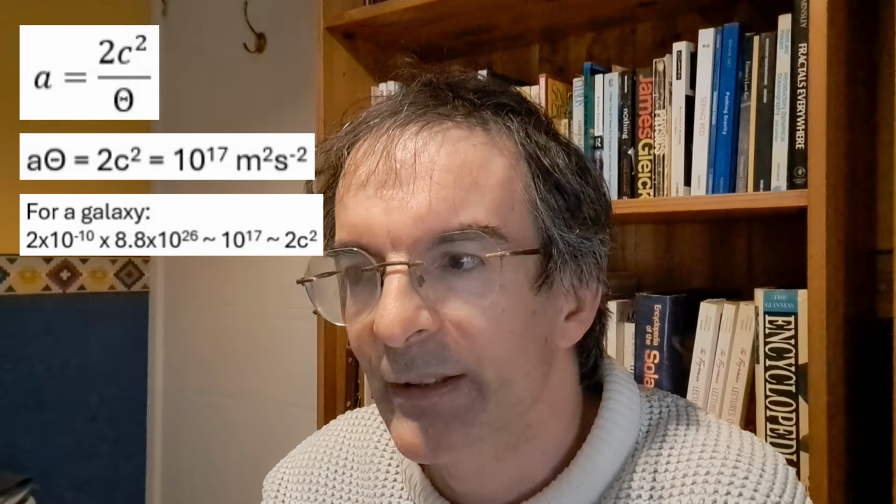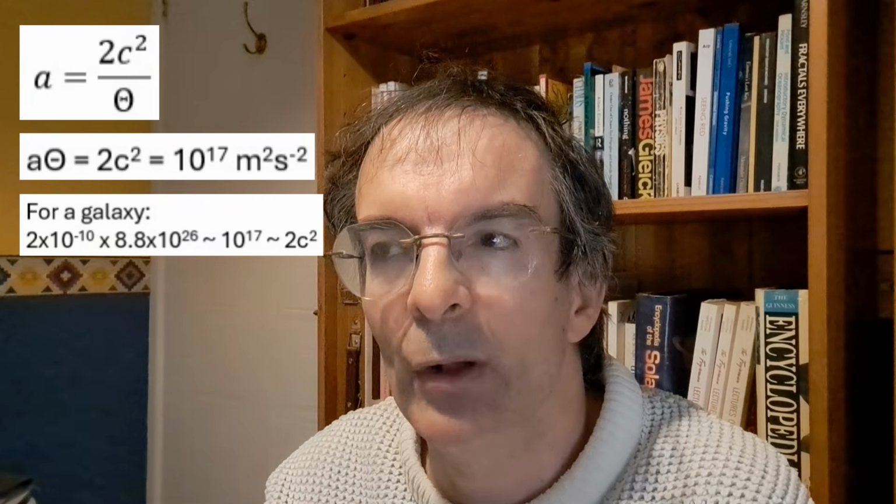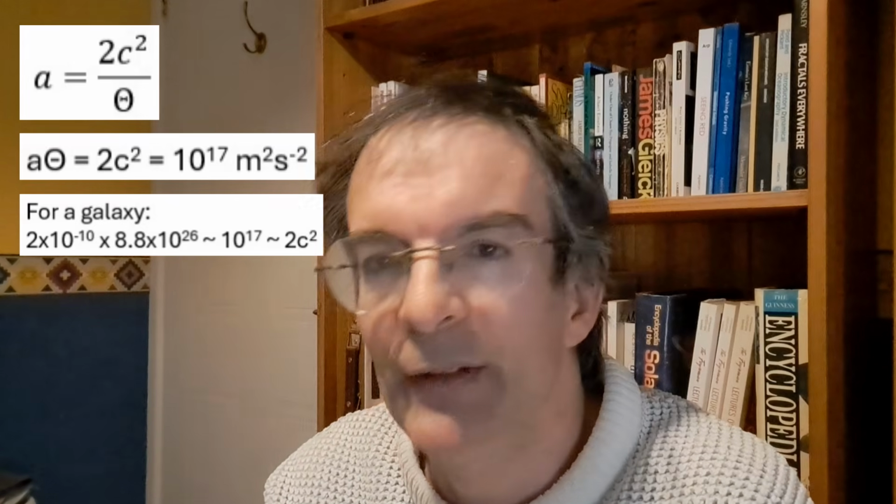Now for an early galaxy, I don't know the exact numbers here, so I'm just going to make it up and check it later. At, say, redshift z is 1, the cosmos was only half the size it is today. So we can make a guess that the acceleration will be twice, so 4 times 10 to the minus 10 meters per second squared, and that's multiplied by 4.4 times 10 to the 26, which gives us again 10 to the 17, or about 2c squared.